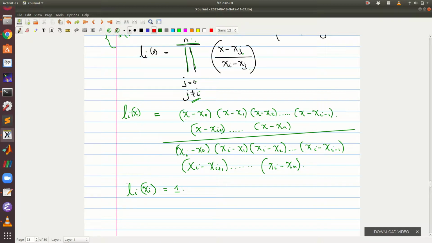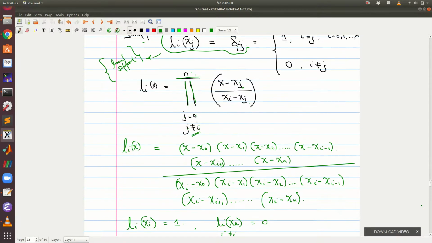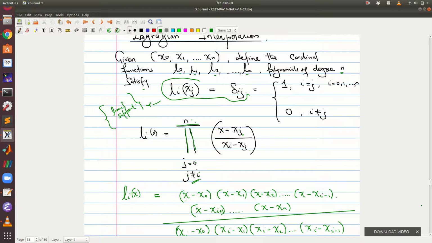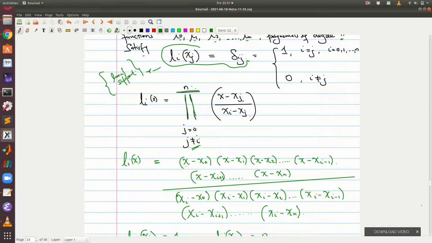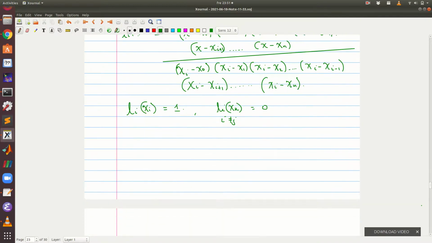Okay, so we have this important property that li of xi equals 1. And what else? We know that li of xk equals 0 when i is not equal to k. Okay, great. So what next? Now that's all we need.